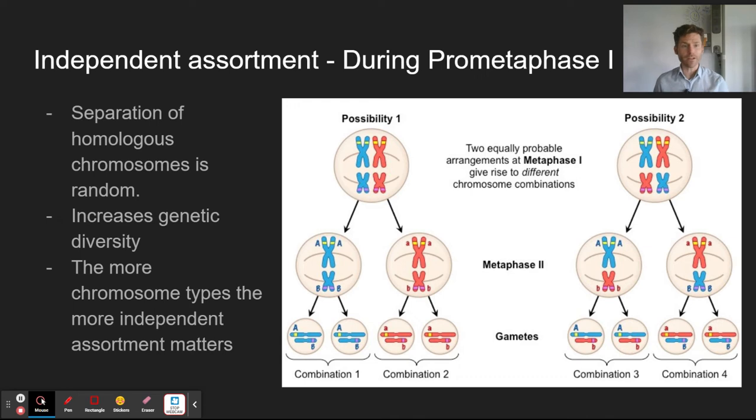And so depending on how many types of chromosomes you have, independent assortment can create a lot of diversity. Right? This is just an example with 2 types. Diversity is not huge. Okay? But you go to 4 types, it's a lot bigger. It's an exponential increase. And then we have 23 types. Right? So if you think about the exponential increase of 23 over 2, that's a huge number of possibilities just through independent assortment. So this is huge in generating genetic diversity.